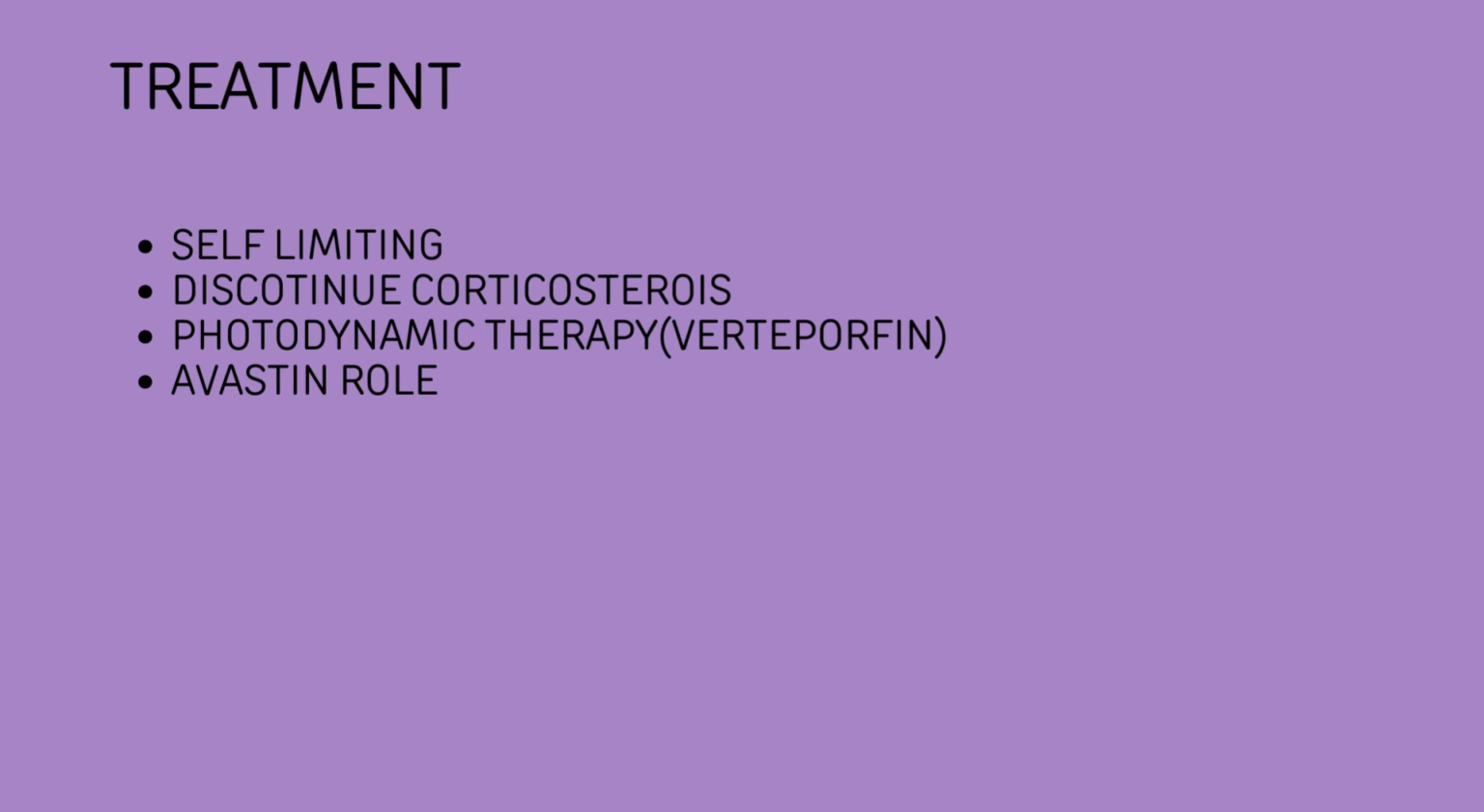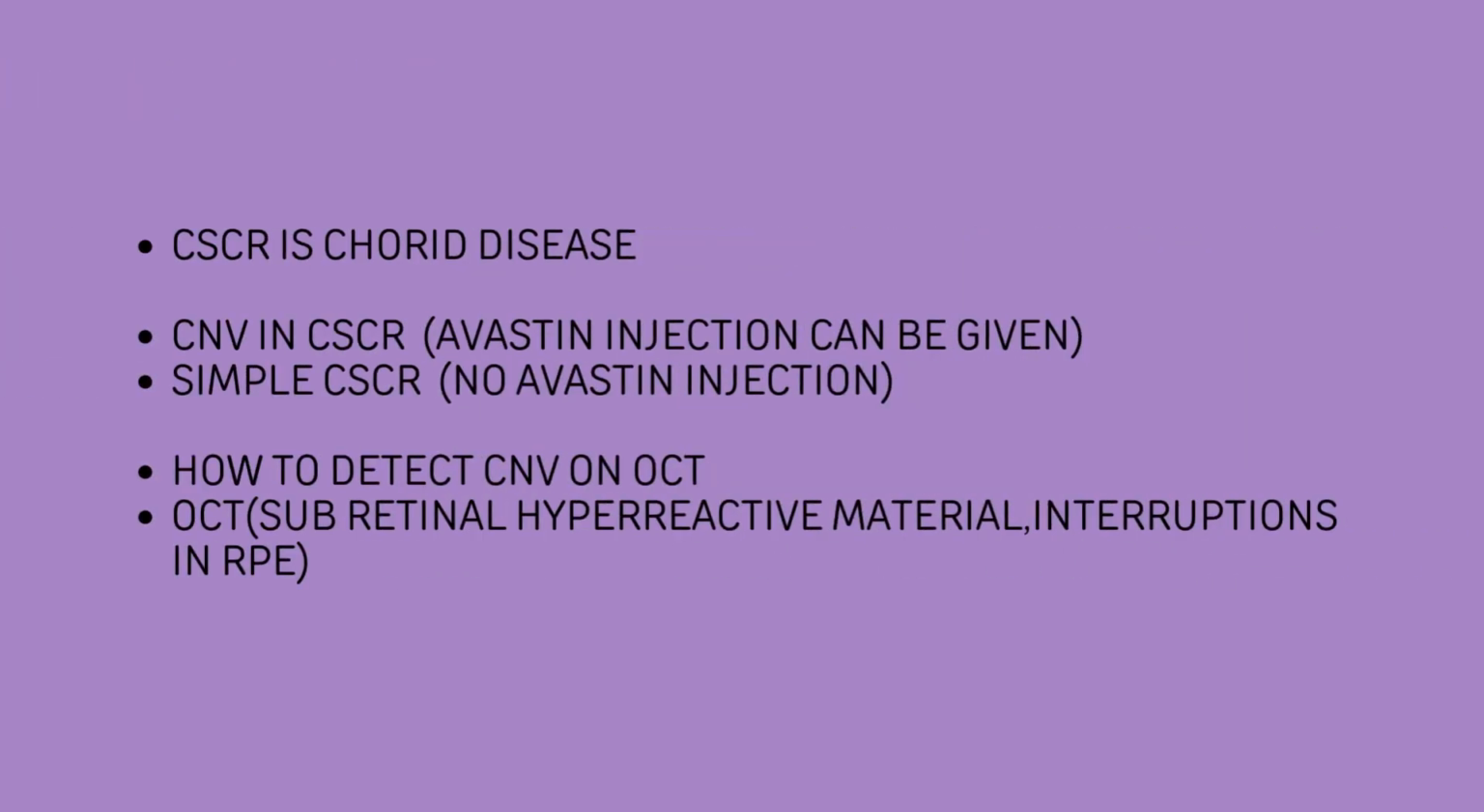But before starting this treatment, we should know that CSCR is basically a choroid disease. And if there is choroidal neovascularization in CSCR, Avastin injections, Lucentis, these can be given. But in simple CSCR, it is not indicated. Now the question comes, how to detect CNV on OCT in CSCR patients.